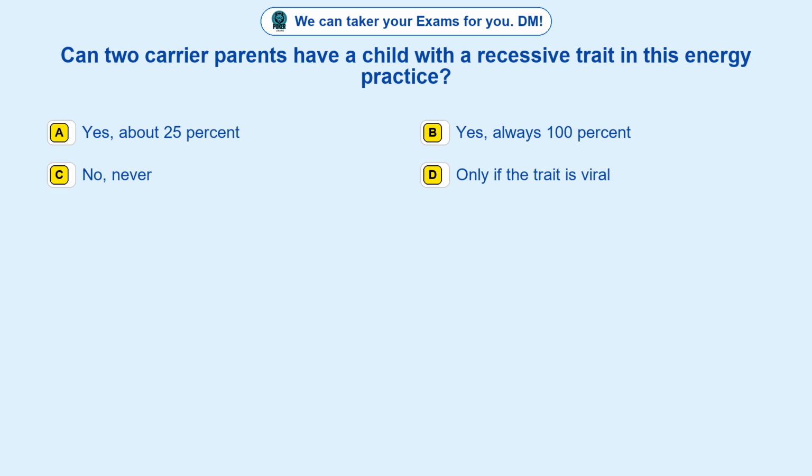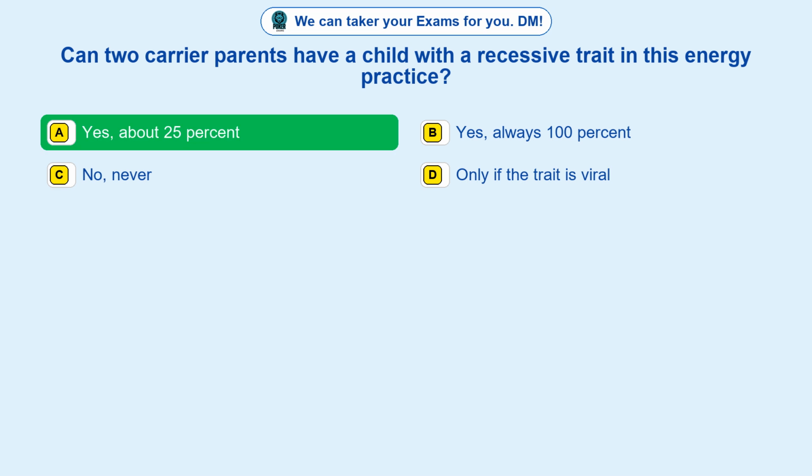Question 11. Can two carrier parents have a child with a recessive trait in this energy practice? Option A. Yes, about 25%. Option B. Yes, always 100%. Option C. No, never. Option D. Only if the trait is viral. The correct answer is option A.